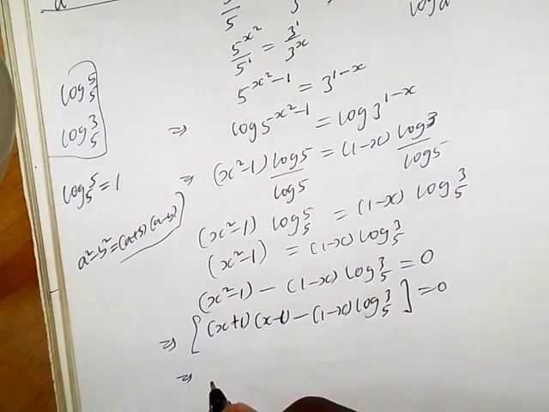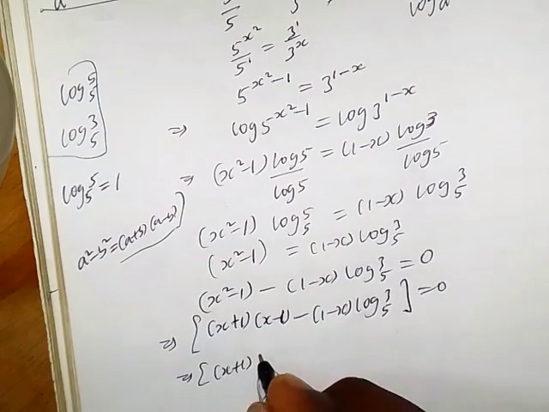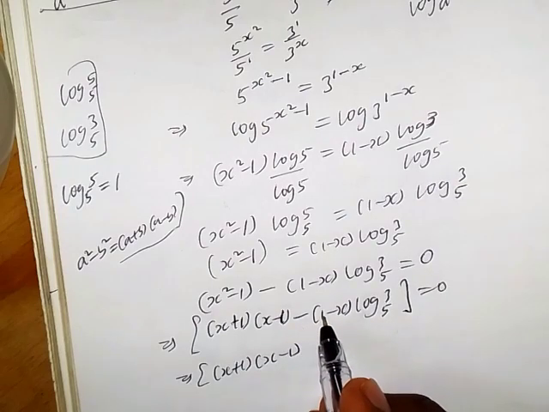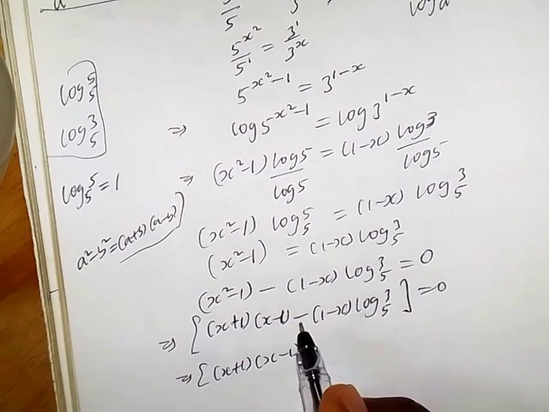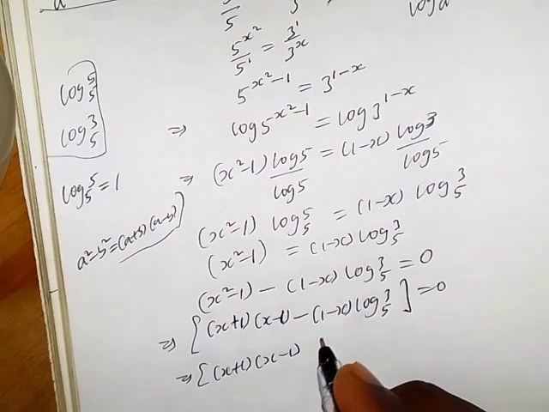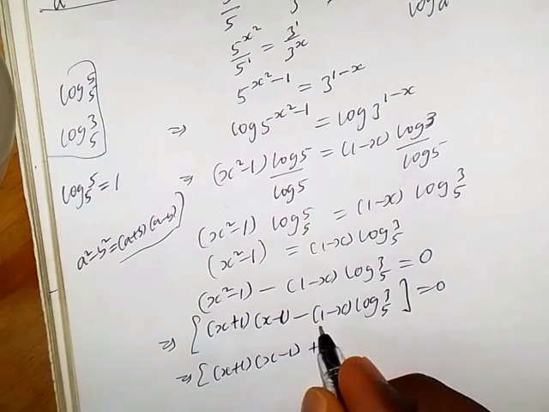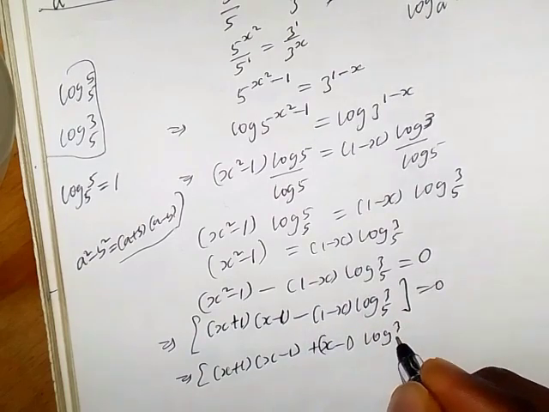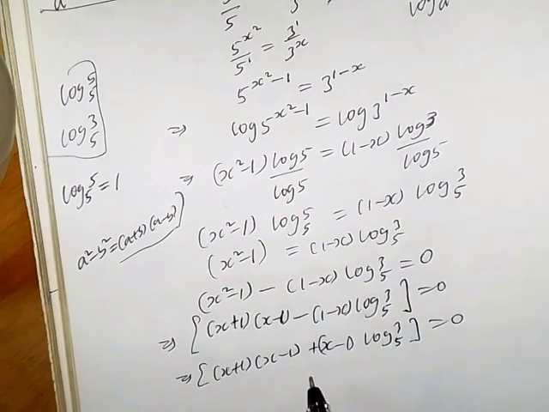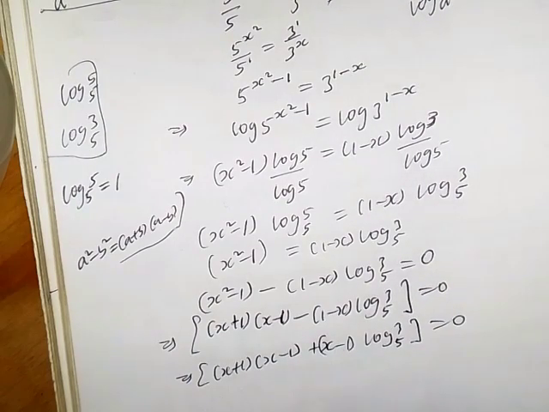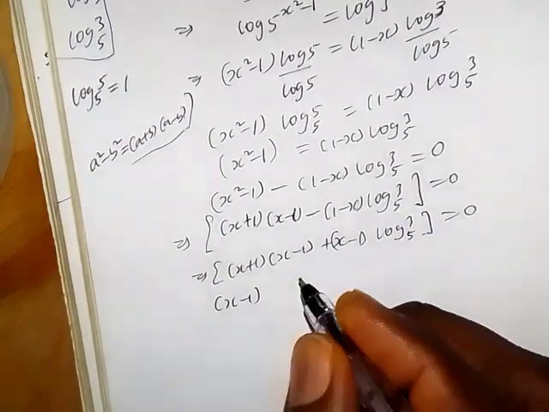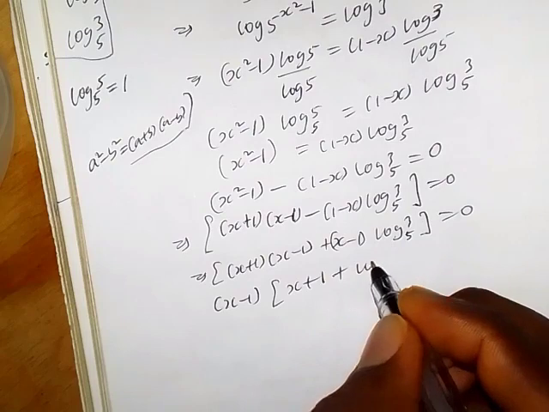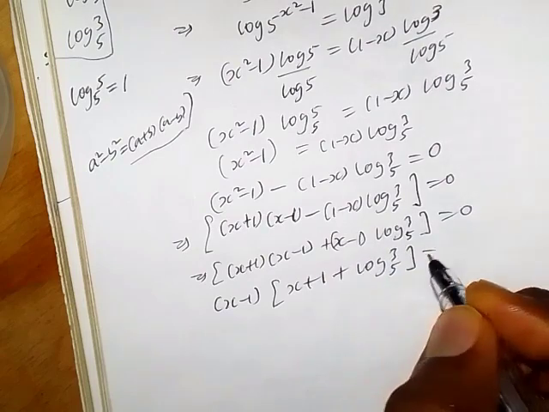So now let's proceed further. We have x plus 1 times x minus 1. But this guy, minus 1 times 1, that's minus 1. Minus 1 times minus x, that's plus x. So we have plus x. Don't forget, we have minus 1. Let's put in the bracket times log 3 base 5 equals 0. So now let's pull out x minus 1 because it is common. So we have x minus 1 times x plus 1, this guy, plus log 3 base 5 equals 0.